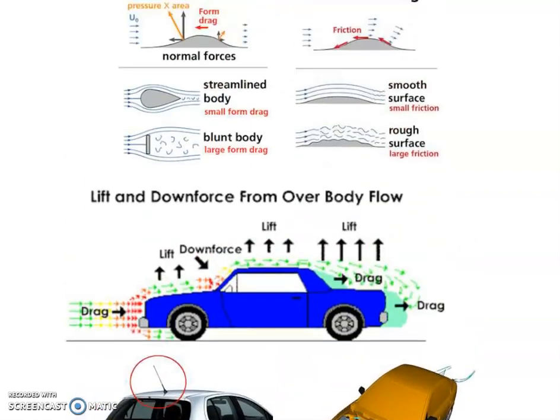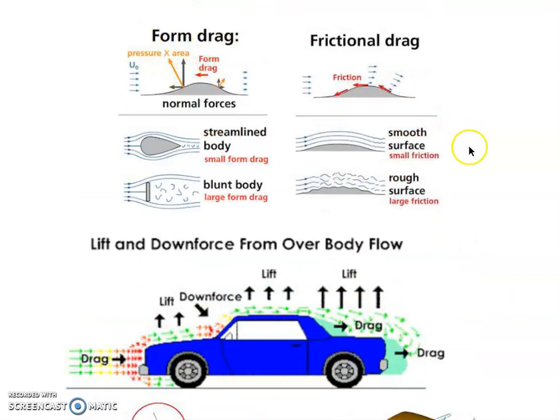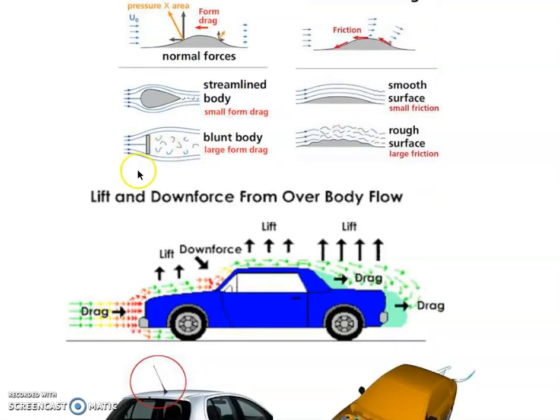So students, form drag is about 55% of the total drag. Frictional drag is about 9% of the total drag. So form drag plus frictional drag is equal to 55 plus 9 equals 64% of the total drag. Then lift and downforce of overbody flow, or lift drag, is about 7% of the total drag.